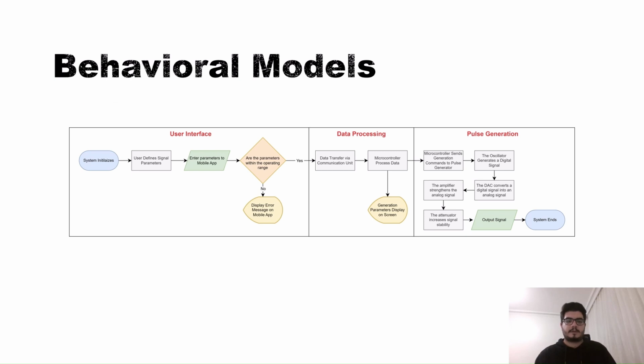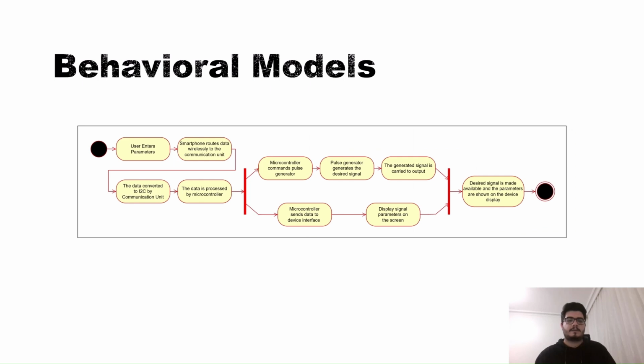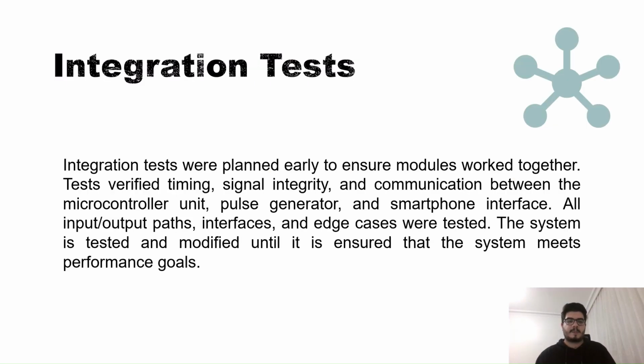This is our flowchart. It shows how the system works step by step. It has three main parts. First is user interface, second is data processing, and last one is pulse generation. This is the UML activity diagram. It visualizes the workflow to make the structure of the process more understandable. Although similar to the flowchart, this diagram provides more detail than the standard model for simultaneous processes and system behaviors.